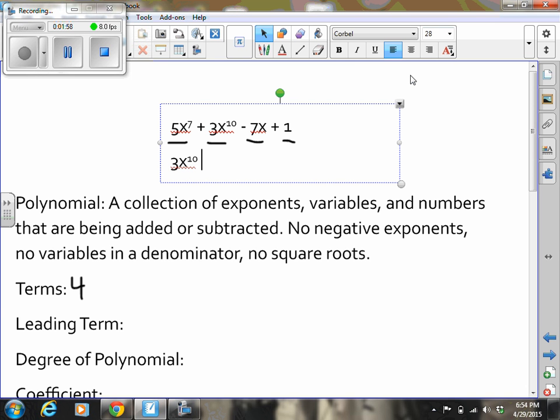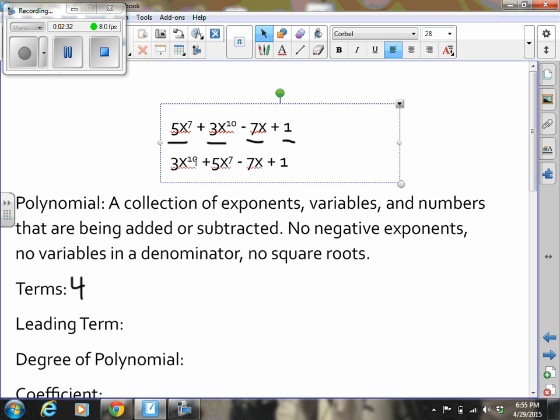I want to look for my highest power term next, which would be x to the 7th, so I'll go ahead and write 5x to the 7th, not the 2nd, whoops. I want to put my next highest power term, which would be x to the 1st, so I'll write minus 7x. And then the last term is known as my constant term. That's the term that appears not to have a variable.